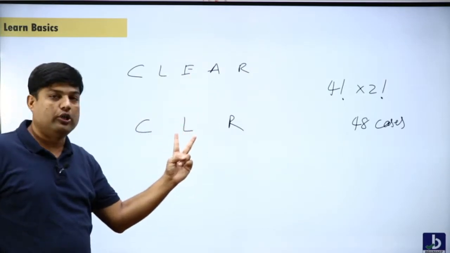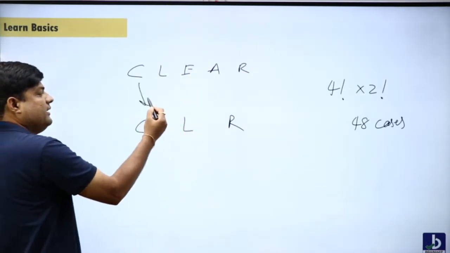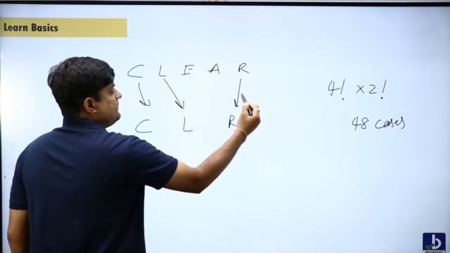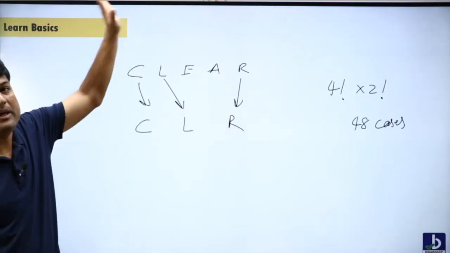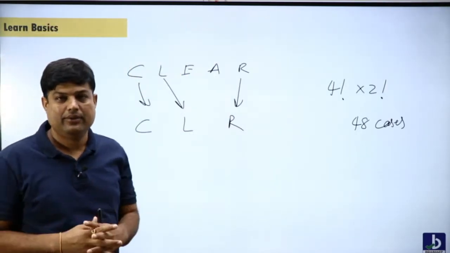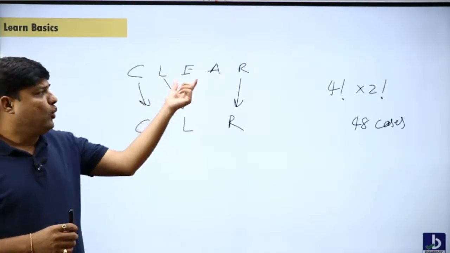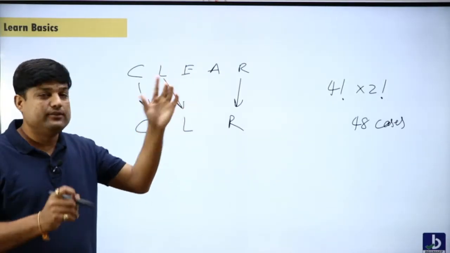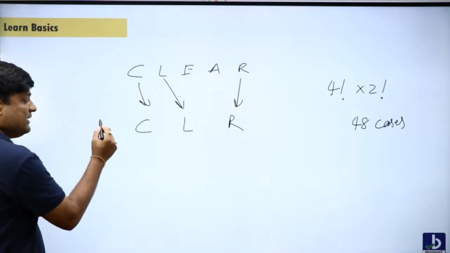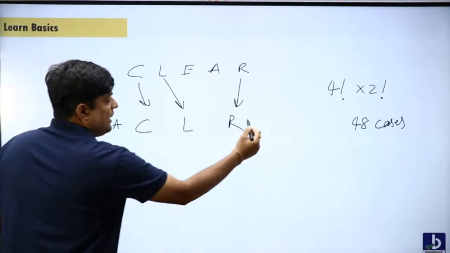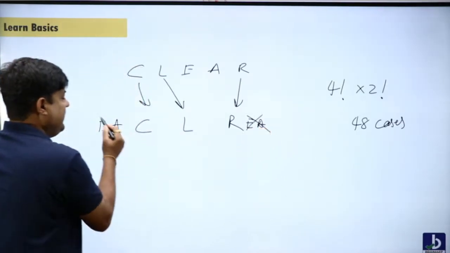E and A should not be taken. Remaining all people are coming here. C, L, R, these people have to step out. Following everybody? Now, when you want to arrange this EA, vowels not together, so you cannot have vowels like this, EA. You cannot have EA. This is not the way you are supposed to arrange.